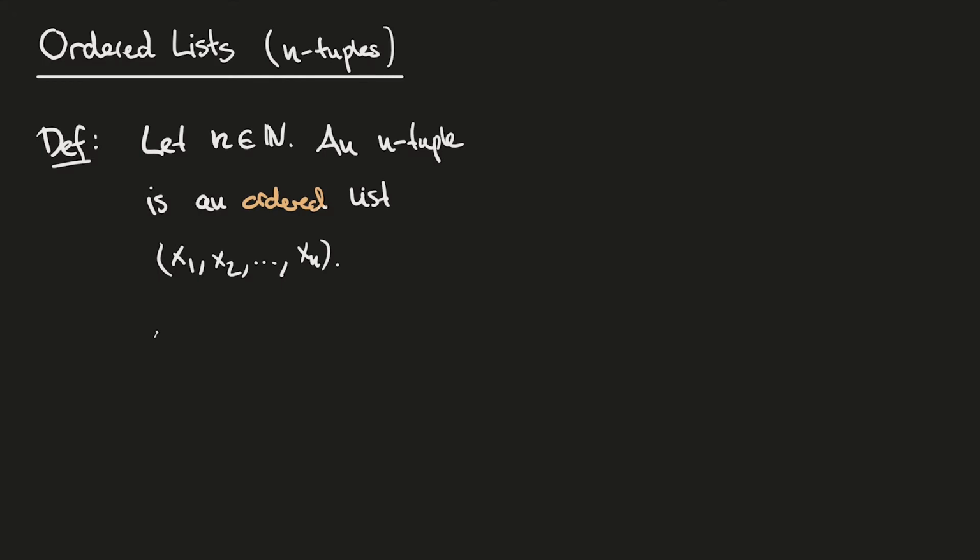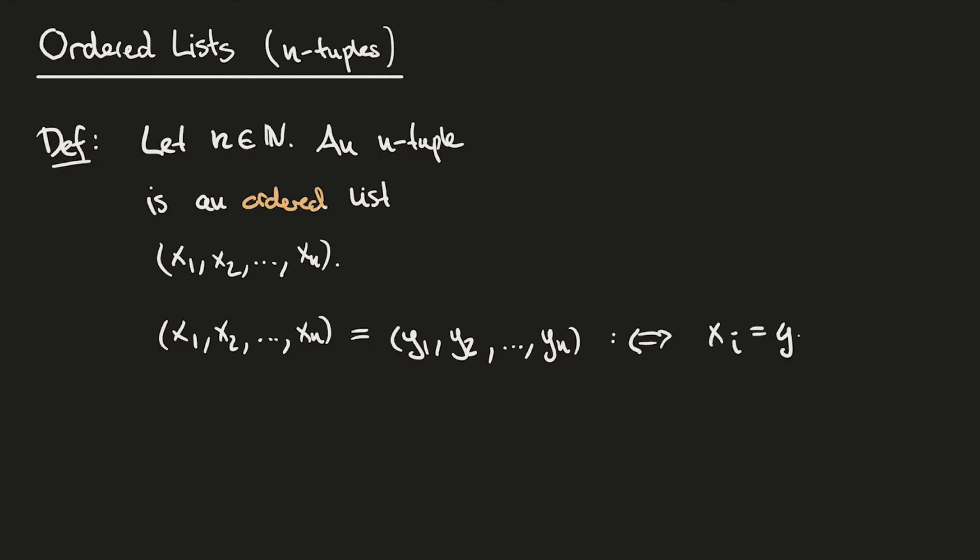So for an n-tuple x1, x2, up to xn, and an n-tuple y1, y2, up to yn, these two are equal by definition when all the entries xi are equal to the entries yi for all i between 1 and n. So this means, for example, that x1 has to be equal to y1, and x2 has to be equal to y2, and so on, all the way up to xn and yn.